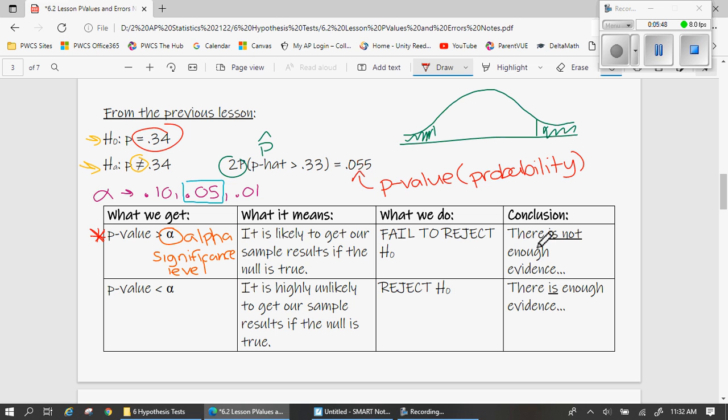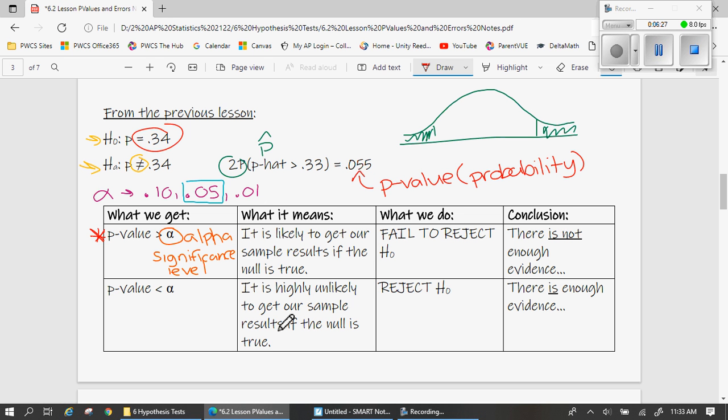And what that means is there's not enough evidence to say what we were looking at. So there's always two possibilities of what we're going to do with our p-value. We are either going to fail to reject the null hypothesis. We're not saying it's true. We're just failing to say that it's not true. Or you can reject the null hypothesis. So had our p-value been smaller than 0.05, we would have rejected the null hypothesis. We would have said it's highly unlikely, not impossible, but incredibly unlikely to get our sample results if the null hypothesis was actually true.